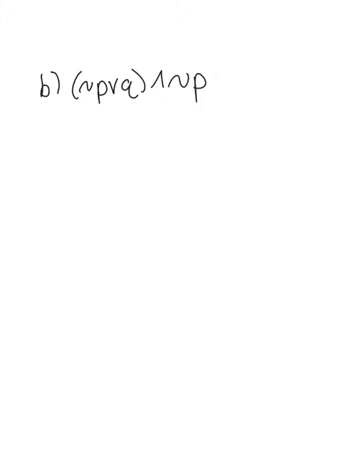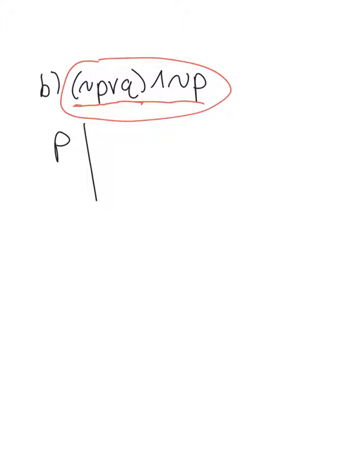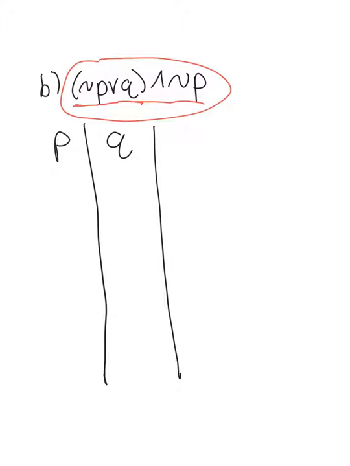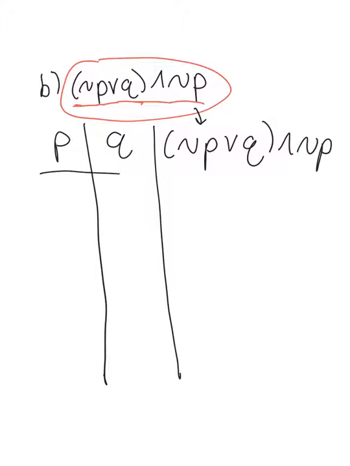Let's do another example. Same directions, we're going to create a truth table, but now for part B we've got parentheses: parentheses not P or Q, close parentheses, and not P. So step 1, P and Q get their own columns, and then what we want the truth table to be about is always the last column heading: not P or Q, and not P.